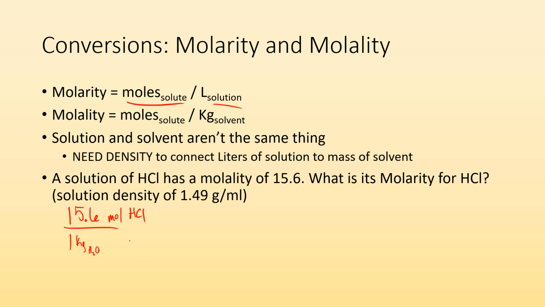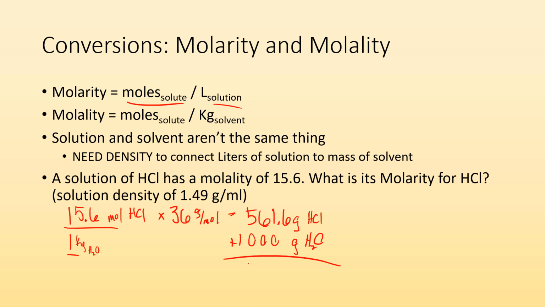What would the total mass for that be? Well, I know I have 1,000 grams or 1 kilogram from just the water. Let me figure out how many grams HCl I would have. So I times that by the GFM of 36 grams per mole, and I end up with that 561.6 grams of HCl. So if I had 561.6 grams of HCl in 1 kilogram of H2O, so let me add 1,000 grams to that for H2O, the total mass of my solution is 1561.6 grams.